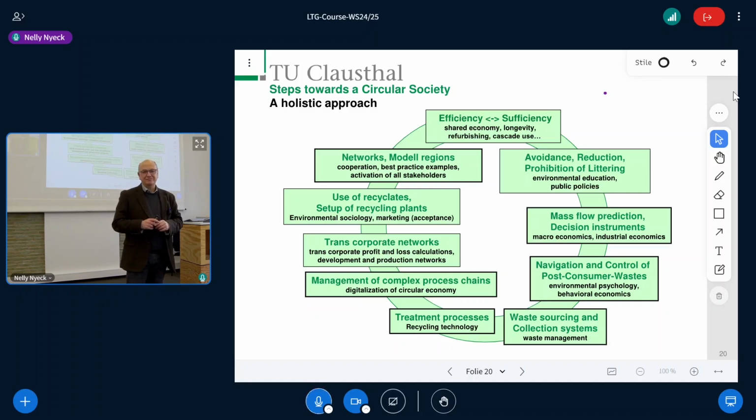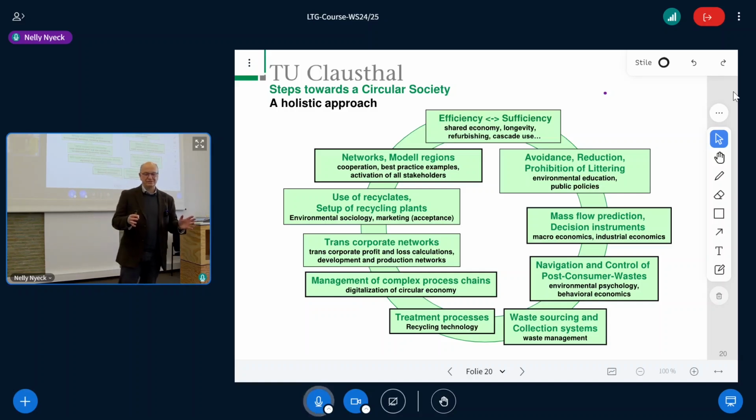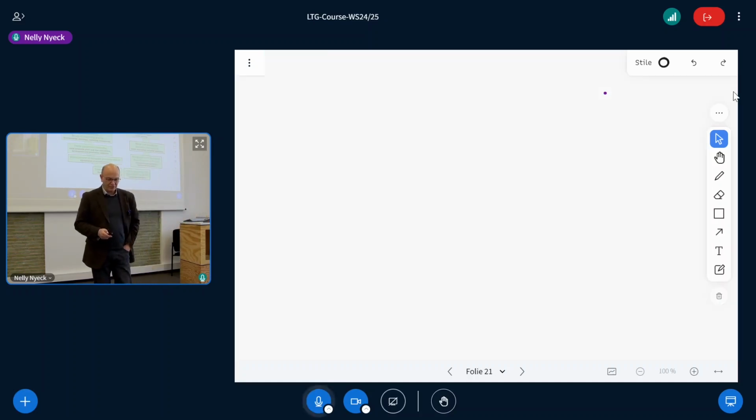And in the end, you have to run model regions. And this is exactly the point. These model regions, if you have all of that inside, can generate a circular region to run those things and to show how it works, to learn and to see what has to be changed. So that's the point we have to go to.